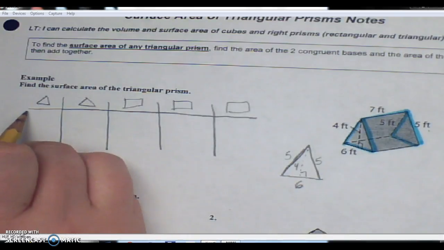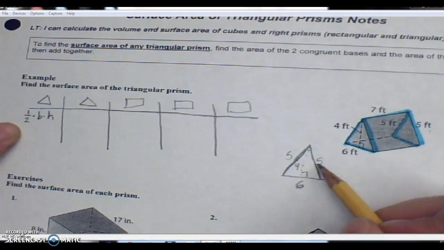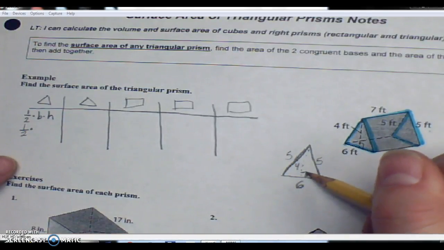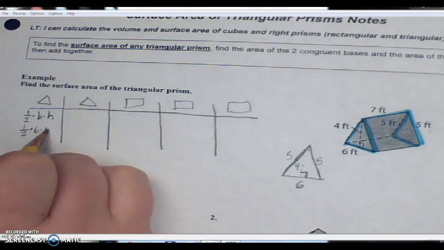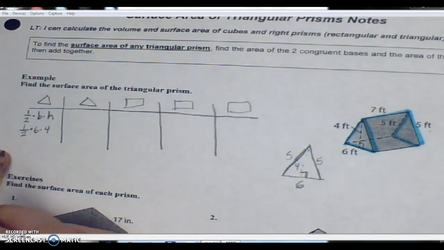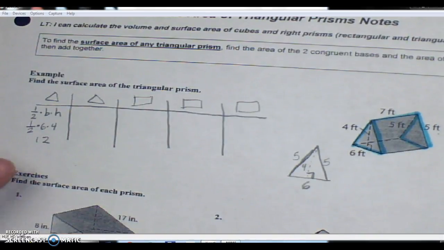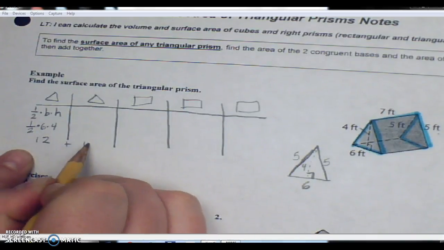So when I go to find the area of a triangle, it's 1/2 times base times height. And that is of my triangle. So I'm going to take 1/2 times, remember to find the base and height, you look for where they form that right angle. That's my base and height, 6 and 4. So I'm going to take 1/2 times 6 times 4, and that's going to give me 12 units. Now I'm going to fill in my next triangle. Remember, my 2 triangles are congruent and parallel. So that second triangle is the exact same size as my first triangle.